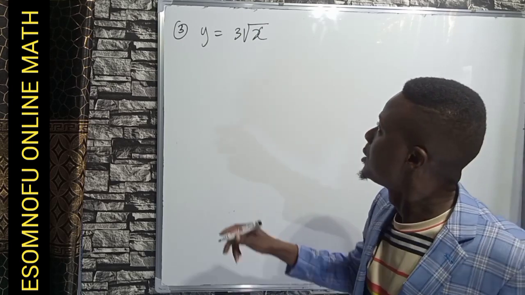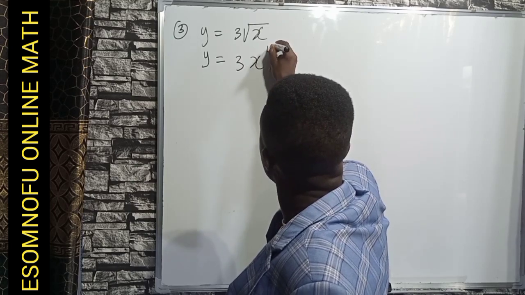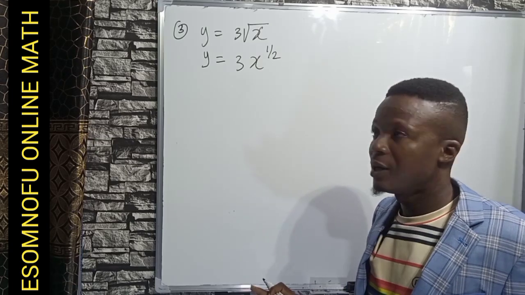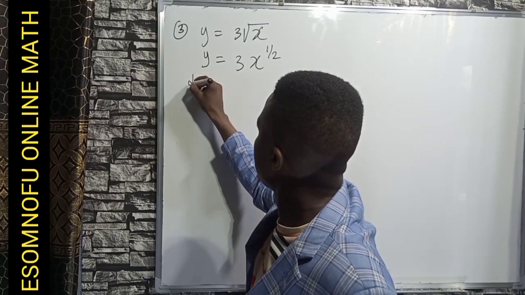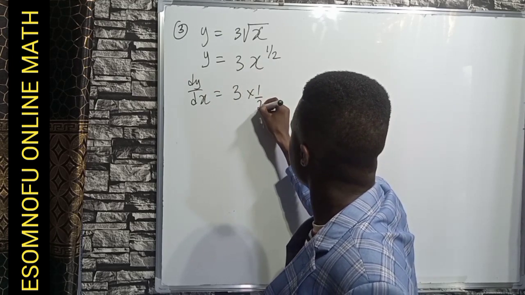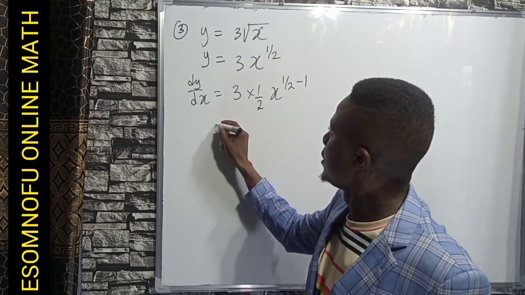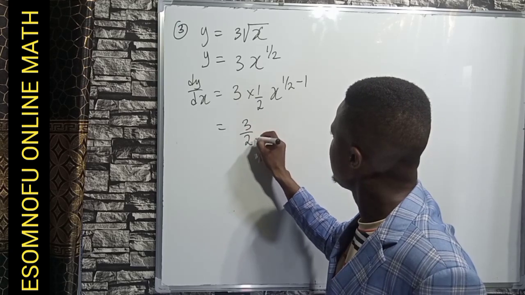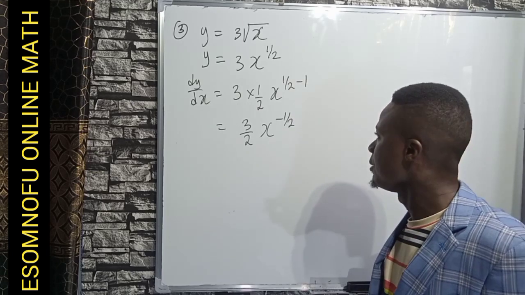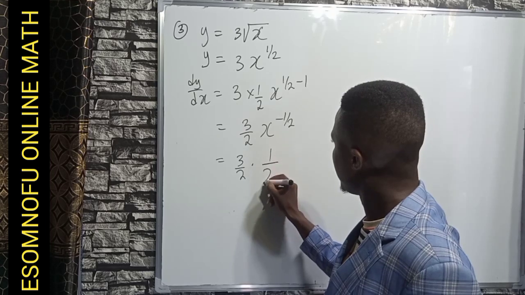3 root x. So this is the same thing as y is equal to 3x to the power of half, if you know the laws of indices, because the square root of any number means that number raised to the power of half. So now dy dx will now be 3 is here, the half will come to the back. We'll have half x, half, take away 1 from the law. And 3 times half is 3 over 2 x to the power of minus half, because half minus 1 is minus half.